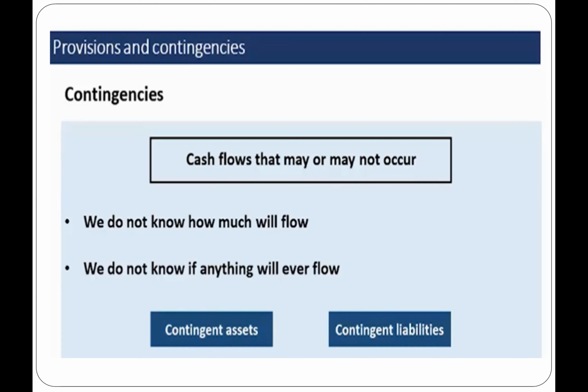A contingent asset is the other way around. Let's say we are the ones that are taking a supplier to court.